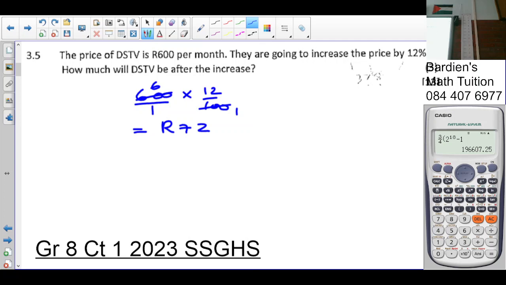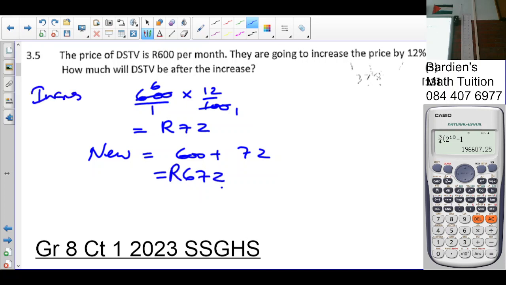Can you see that, people? So now the new price is going to be the original, which is 600, plus the increased amount of 72 Rand. So 672. So this is the increased amount. Okay? You guys understand?